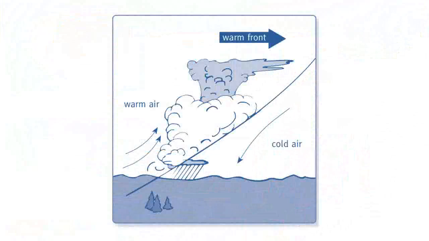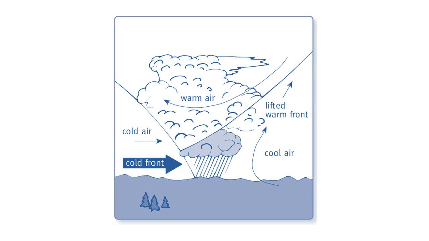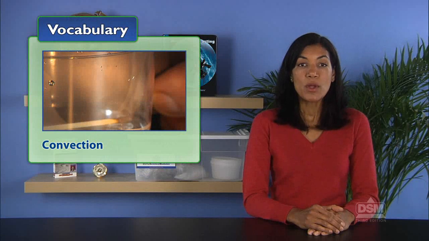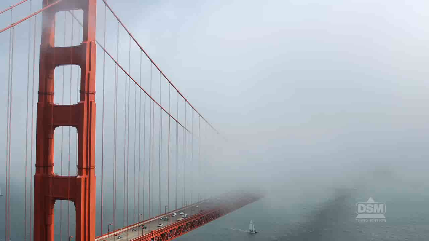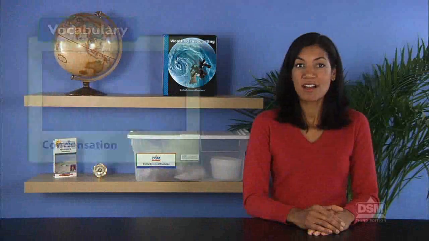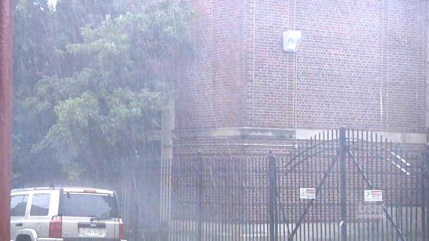Warm air is less dense and therefore lighter than cool air, so it rises. Cooler air, which is denser and heavier, then sinks to take its place. This process is known as convection. When the water vapor that is carried in warm air meets cooler air, it changes from a gas to a liquid in a process called condensation. Therefore, when warm and cool air meet, rain is often produced.